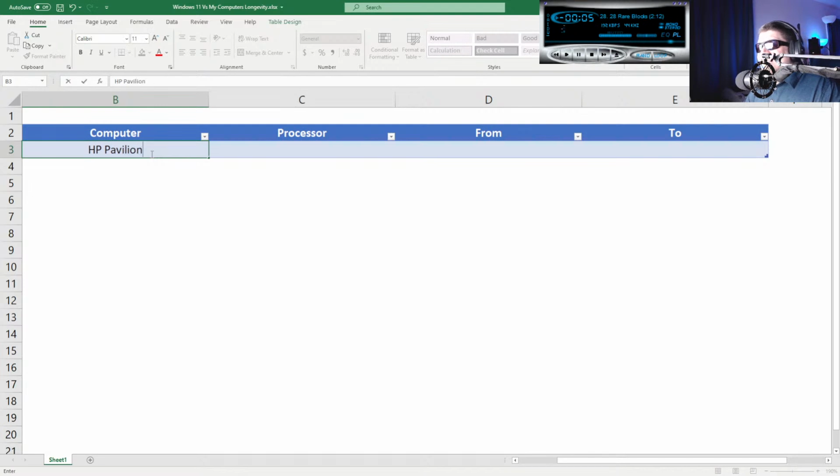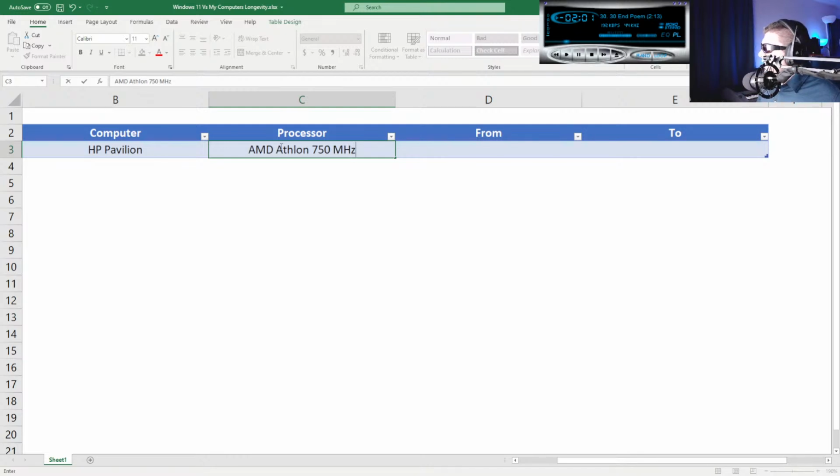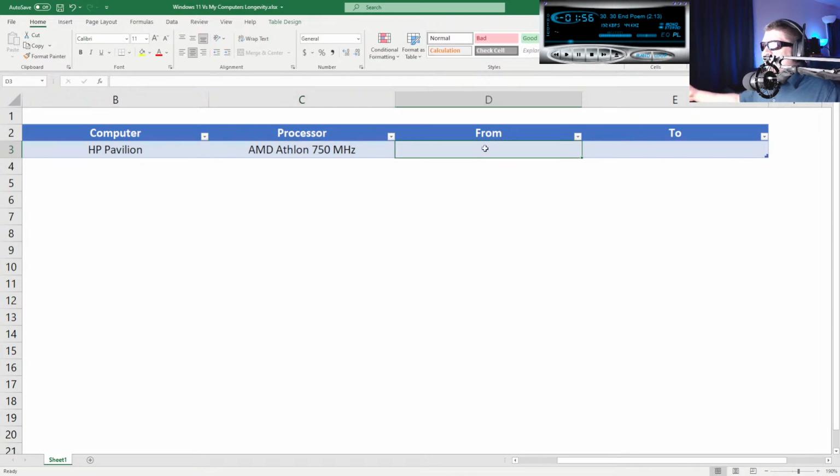HP Pavilion. Kind of the prologue to everything. The only real off-the-shelf thing that I had is my main system. The computer that was supposed to get me through college that didn't. It was an AMD Athlon 750 megahertz. The cartridge processor. I still have it around here, actually. I use it as like a nerd souvenir of that dark time.